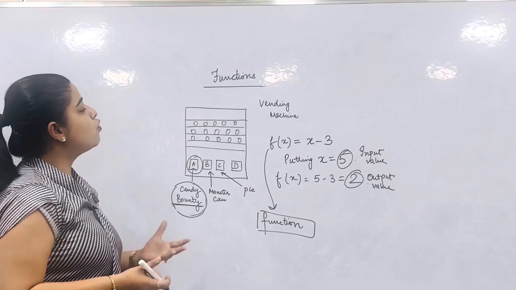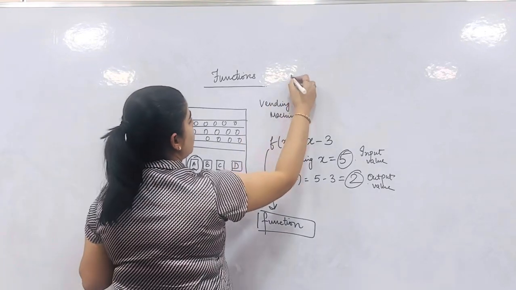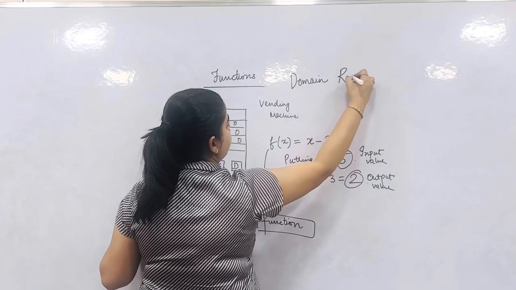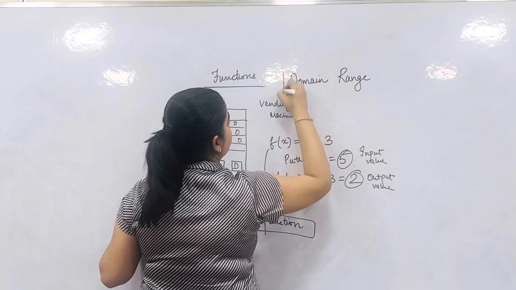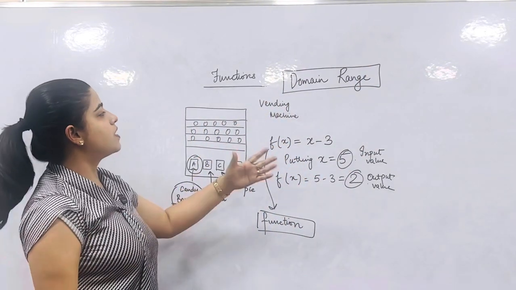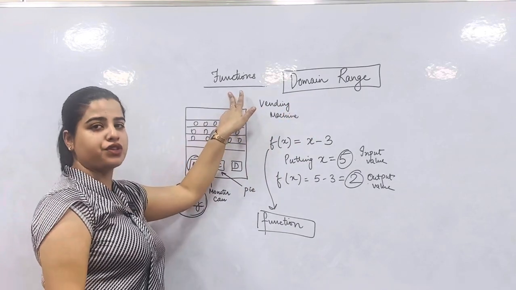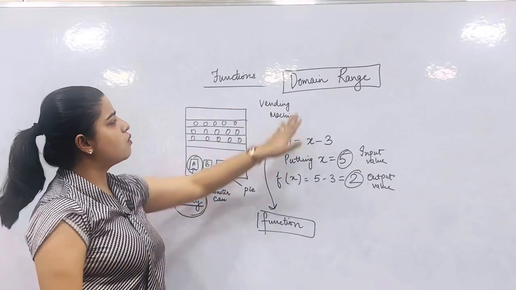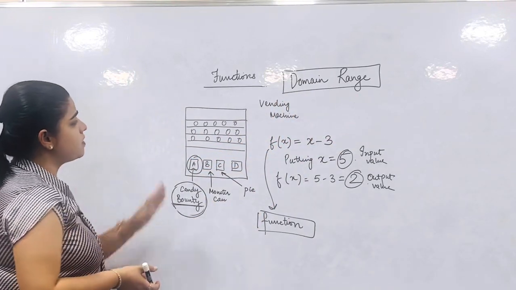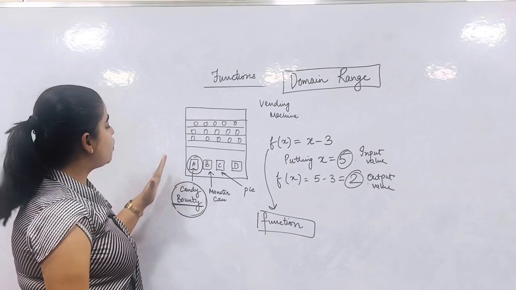Now, there are two more things in functions which you have often heard about. One is the domain and the other is the range. These are very important subtopics in the topic of functions. Now let's understand what this domain and range is. Suppose this is a vending machine. We'll take the example of a vending machine.